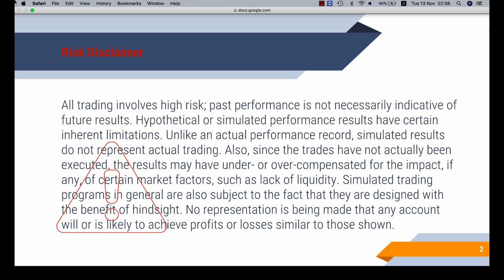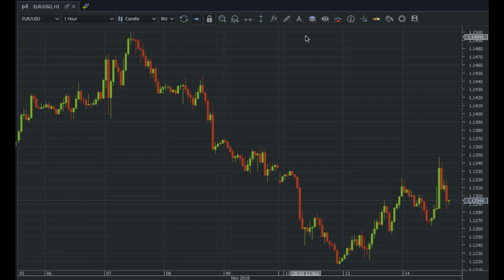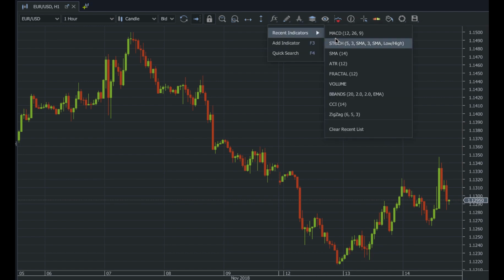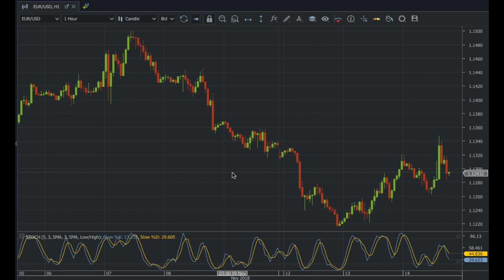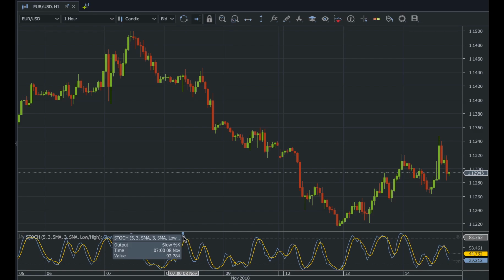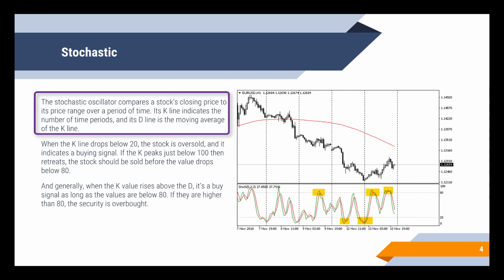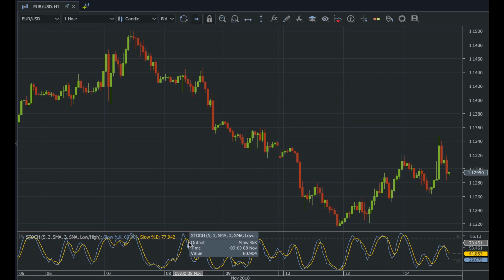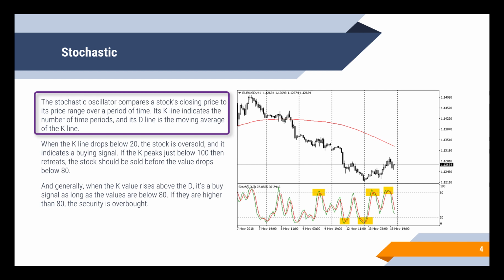So let's start. First of all, let's add the stochastic indicator to the chart. I am using standard settings, 5, 3, 3. The stochastic oscillator compares the stock closing price to its price range over a period of time. Its K line, at the moment the blue line, indicates the number of time periods. And the D line, the yellow line, is the moving average of the K line.